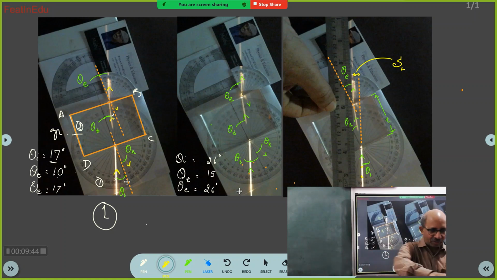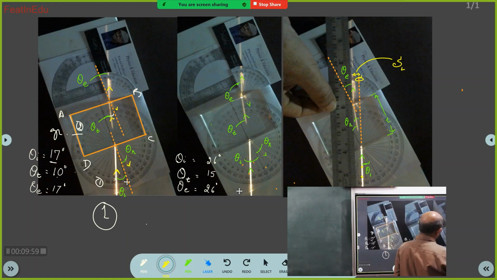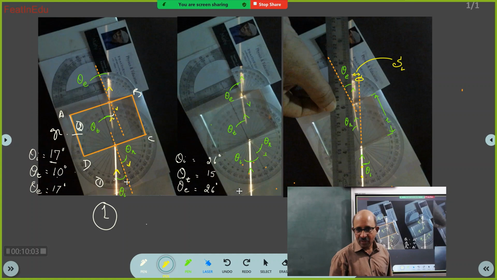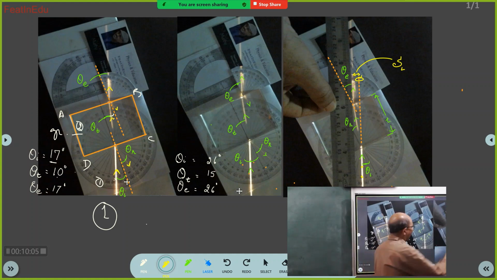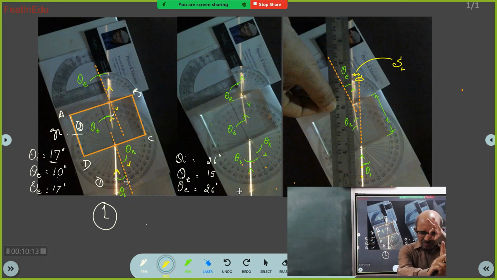That is a glass slab. I had kept it on a thermocol sheet and I had put 2 pins. And then I saw these pins from here. I kept my eyes like this. How many pins did I see? 1 pin. Then I kept the glass slab. So my eyes were still here. Now think and tell. Before the glass slab, my eyes were seeing only 1 pin.